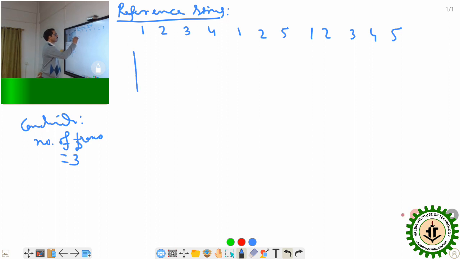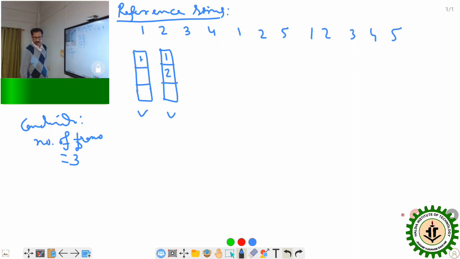So let us consider these 3 frames. At the beginning the first reference page is 1, but at this moment not a single frame contains page 1, so a page fault occurs. At the beginning all frames are empty, so you can place the page here. Next reference is 2, also not in memory, so again a page fault occurs. Place page 2 in the next frame.